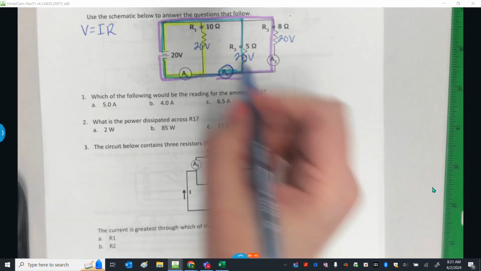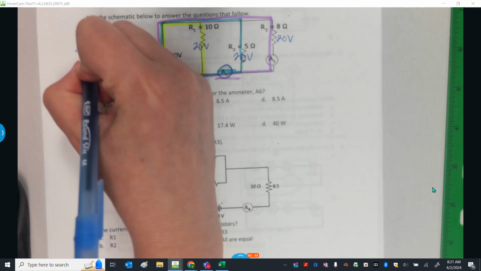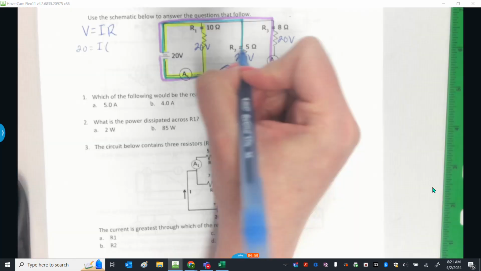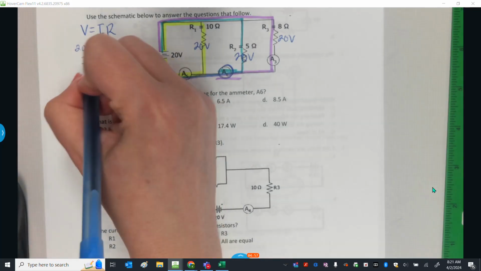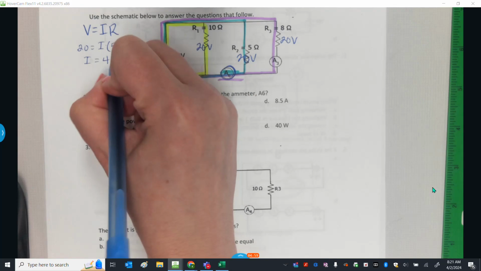I'm going to say that my voltage drop 20 equals I times my resistance here, which is 5. And so I can tell that my current is going to be 4 amps. 20 divided by 5 is 4.